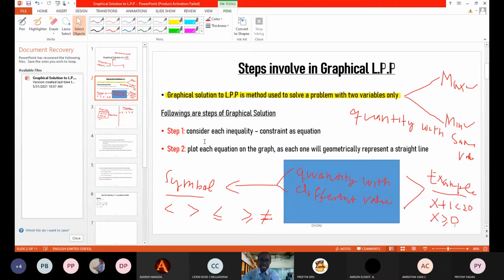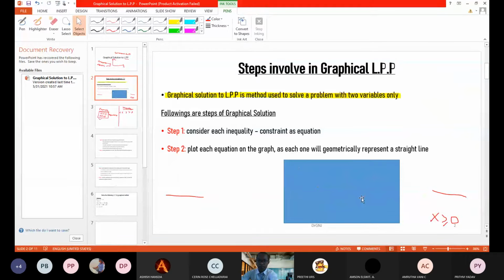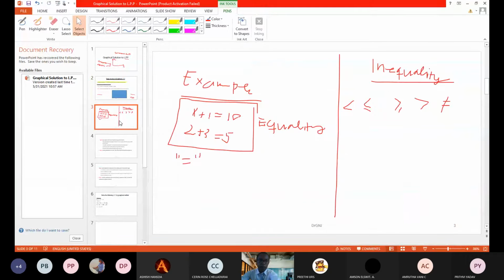We have to consider each inequality constraint as an equation. That's step number 1. Step number 2, plot each equation on the graph, as each one will geometrically represent a straight line. How each one will represent a straight line, we shall see. We draw each one on our plot, on the coordinates.